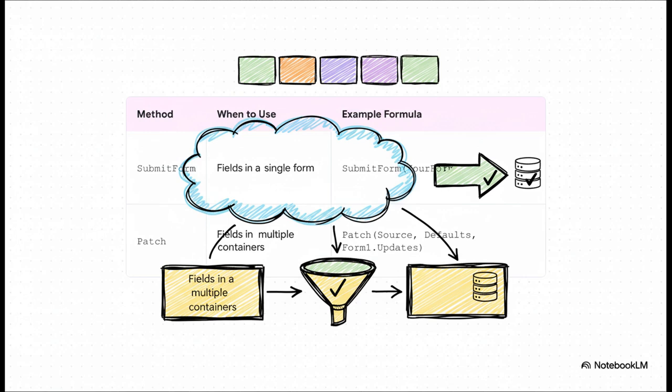But if you've put your fields in different rooms, maybe separate containers or even multiple forms, then you need to use the Patch function. Patch is like going from room to room, gathering up all the data, and then saving it. The first way is definitely easier, but the second one gives you a lot more control.